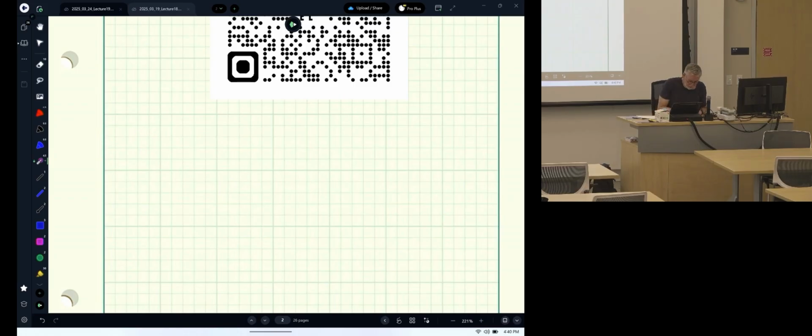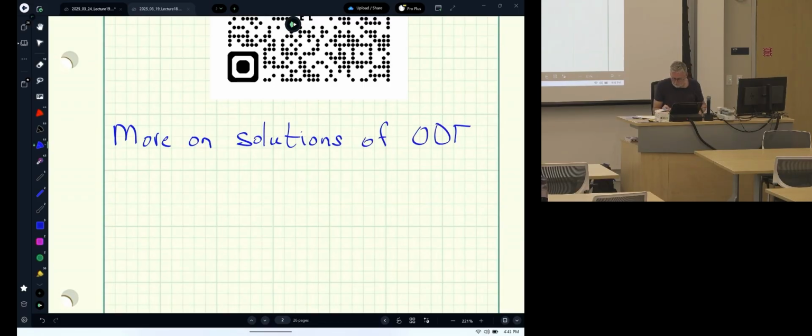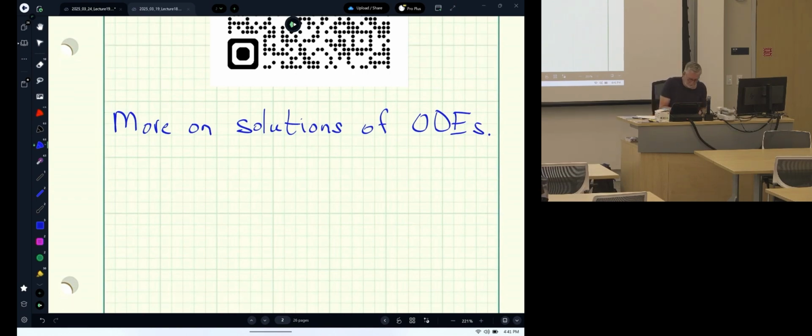Okay, so for today, we're going to do more on solutions of differential equations. Ordinary differential equations. We always just call them ODEs. And a key thing we're going to be asking ourselves is, when do solutions exist? And if they exist, when are they unique?